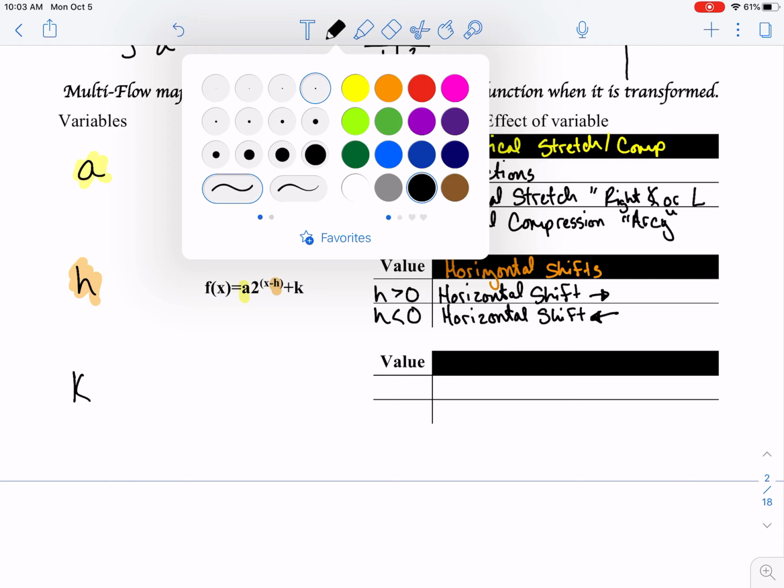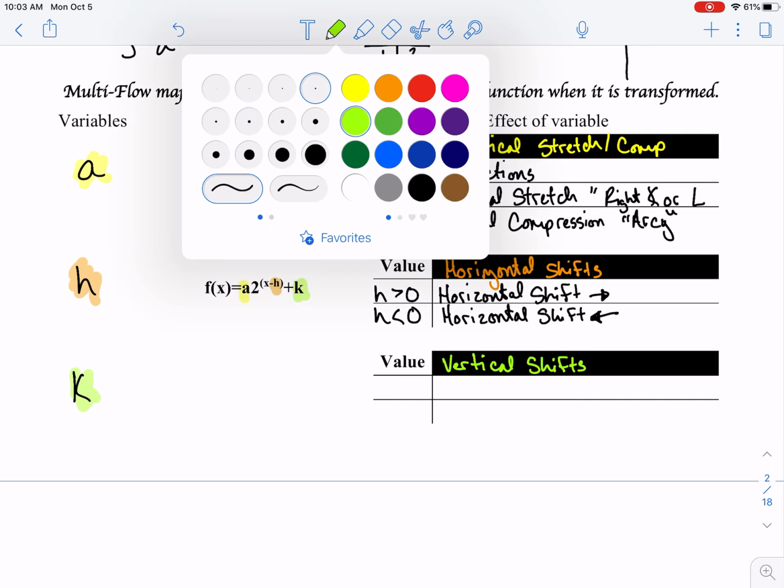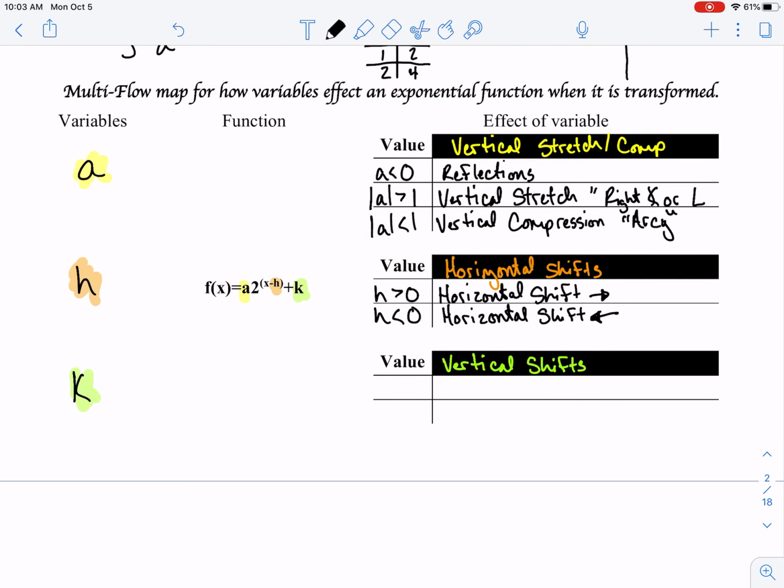And then last but not least, we will have K values. These are going to control our vertical shifts. If K is greater than 0, it's going to be a vertical shift up. K less than 0, vertical shift down.